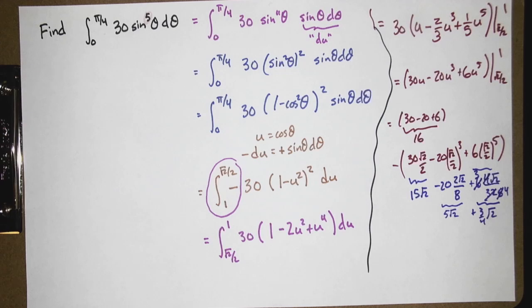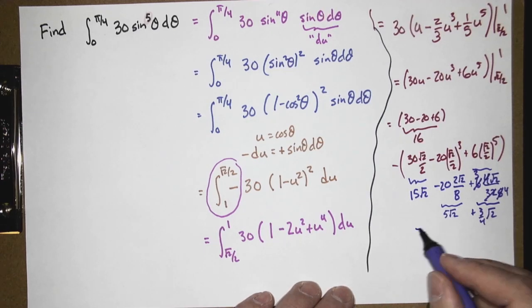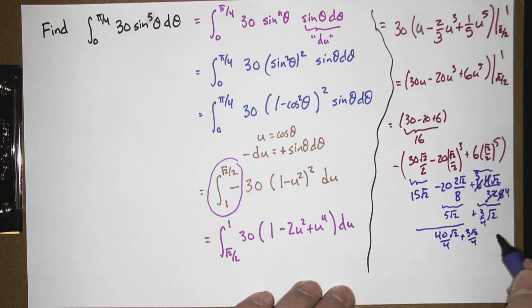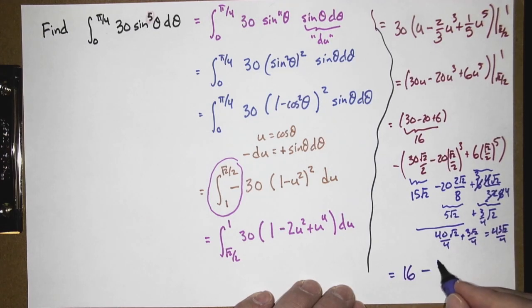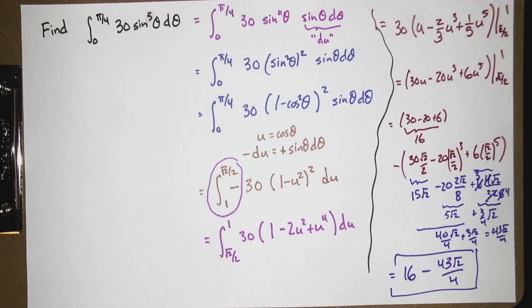So I don't know why I'm putting so much energy into this, but okay. 15 minus 5 root 2, that's 10 root 2, that's 40 root 2 over 4, plus 3 root 2 over 4 makes 43 root 2 over 4, giving us our final answer of 16 subtract 43 root 2 over 4. Ta-da! Lovely. There we go. Yeah, a little bit of messy algebra at the end, but that's all right. That's just a couple of points.